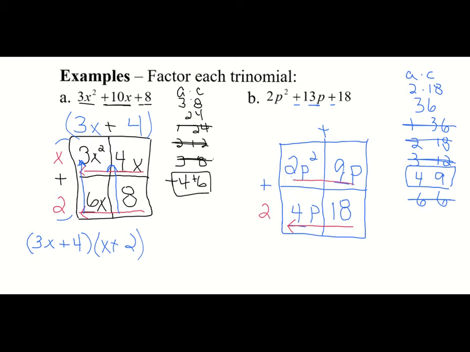When I look at 2p squared and 9p, my greatest common factor there is just going to be p, because for 2 and 9, the GCF is 1. Now I'm going to factor up. So 2p squared and 4p, the GCF would be 2p. And then 9p and 18, my GCF will be 9. So my factored form here is p plus 2 times 2p plus 9.